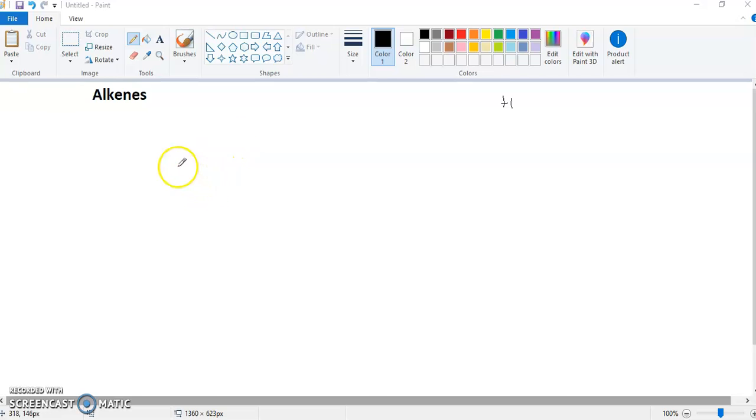So we'll see if we can speed the process up a bit. We've got 4 carbons there, which is methane, ethane, propane, butane. So we're looking for butene this time around. Now what we'll do is speed this up a bit. We'll draw 4 carbons together there. Now what we want to do is put a double bond in there in between 2 carbons.